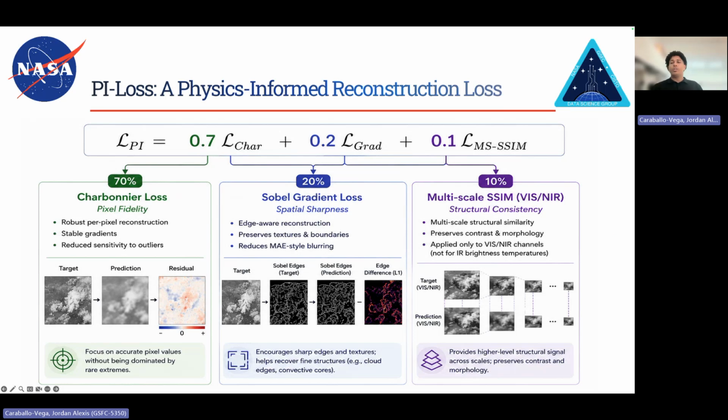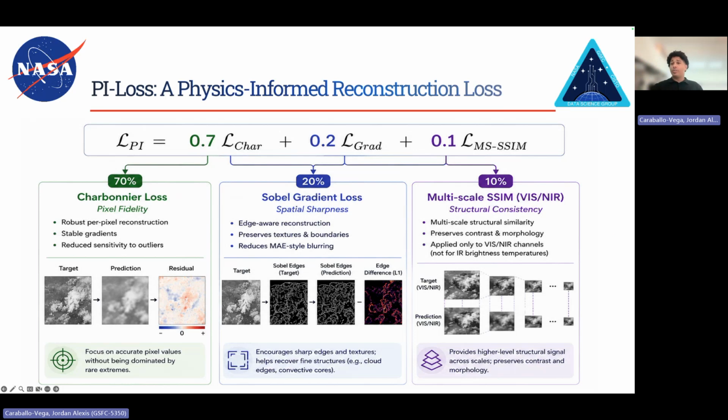In regards to the loss function, we noticed right away that we were not getting convection system texture. We were not getting some of those features. So we had to modify the loss function to track them. We combined the Charbonnier loss for general pixel reconstruction, the Sobel gradient loss to get that sharpness of texture that we needed from clouds, and also an SSIM-based loss function to get that structural similarity between different resolutions.